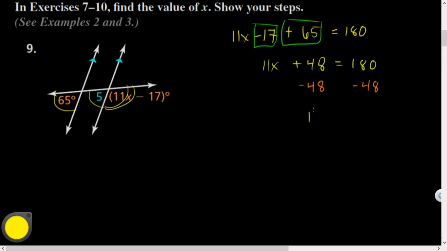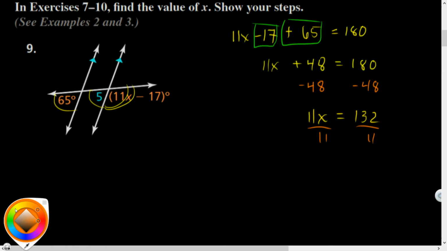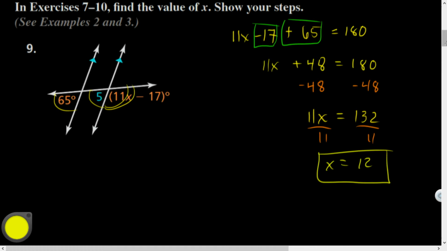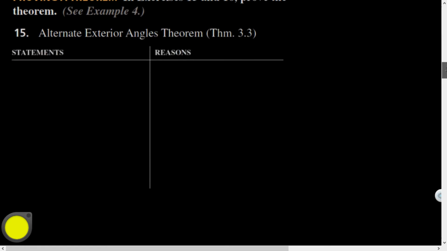Right, this is the stuff where you guys are just like, algebra, friend. And what's this going to be? 132. Is that divisible by 11? That feels like it could be. It's 12? Wow. So I get x equals 12, using the division property of equality, right? And fortunately, they didn't ask us to find the angle measures. They just were like, what's x? And that's great. Nice and easy.